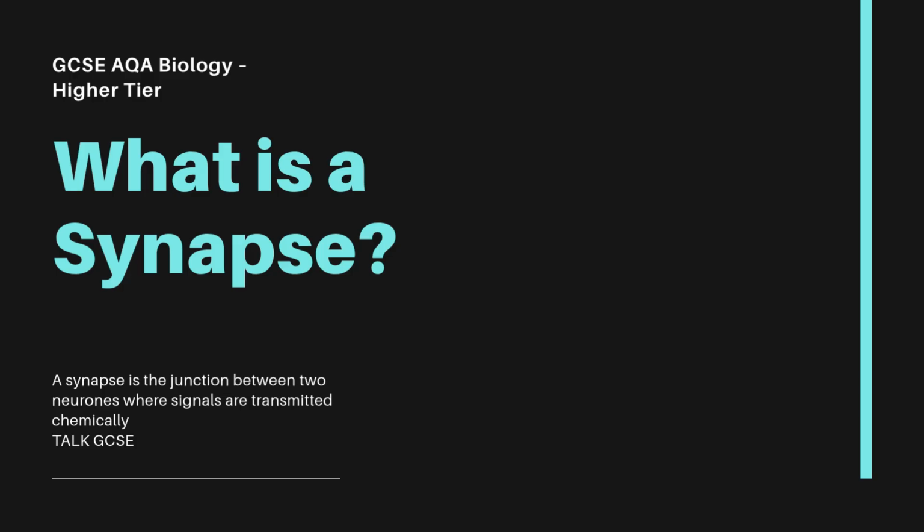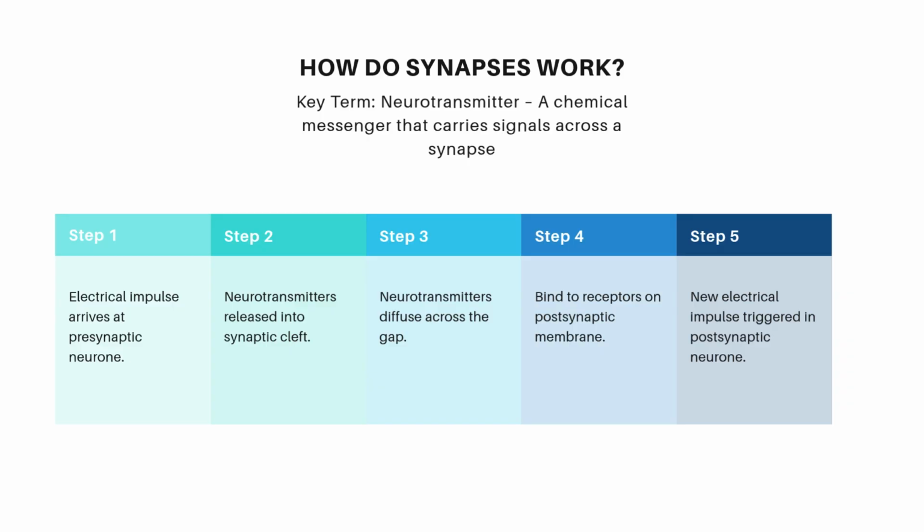Think of it like sending a message. Inside the neurons, it's like texting, fast and electrical. But at the synapse, it's like throwing a paper note across a gap and hoping that the other side catches it. And that's why synapses are important, because they allow communication between neurons. Exam tip: if a question asks you what a synapse is, make sure you say it's the junction between neurons where signals are transmitted chemically. That wording matters.